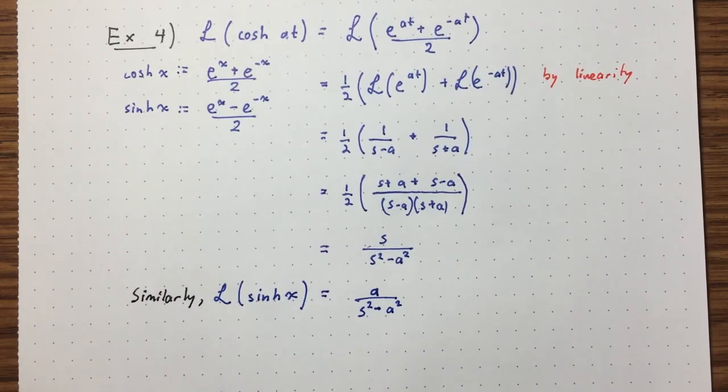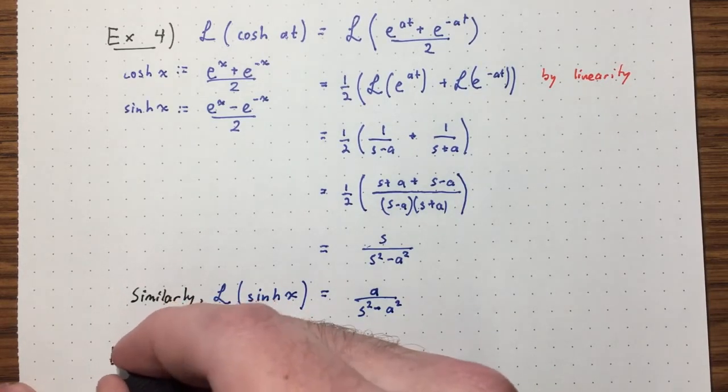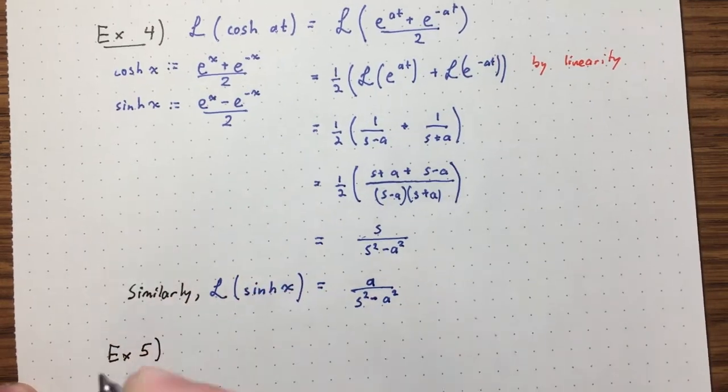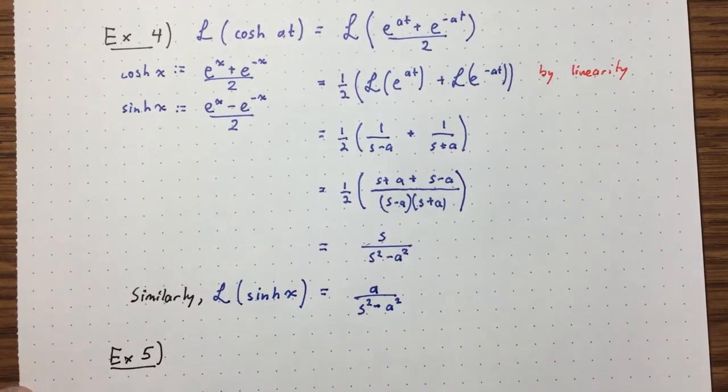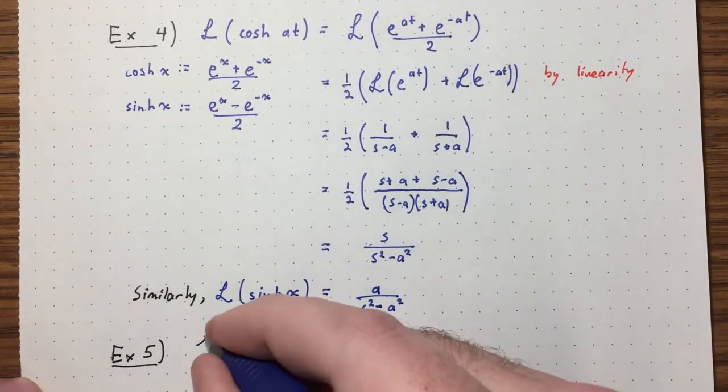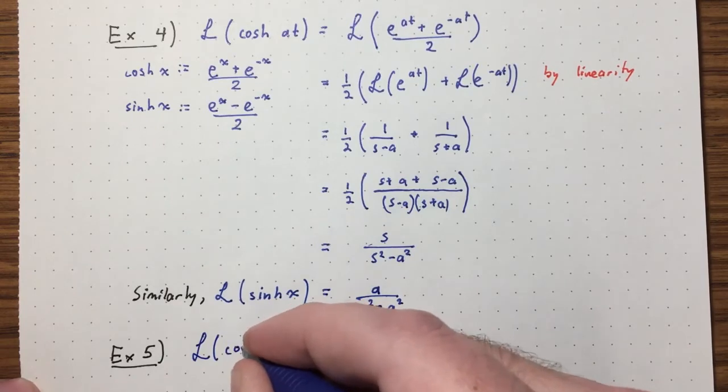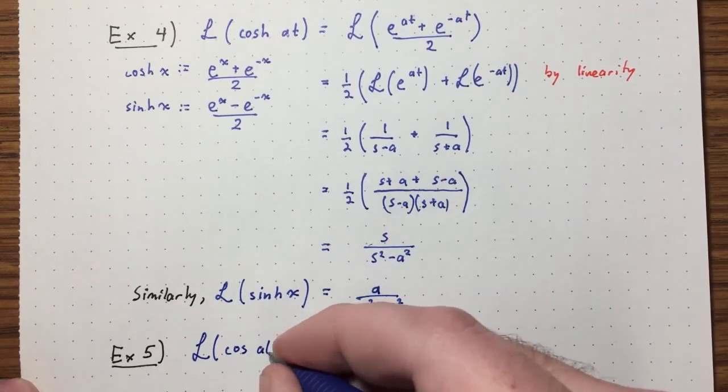Okay. Well, what about the normal sine and cosine? And so there's another reason why I did the hyperbolic ones first. Okay, let's do cosine at.